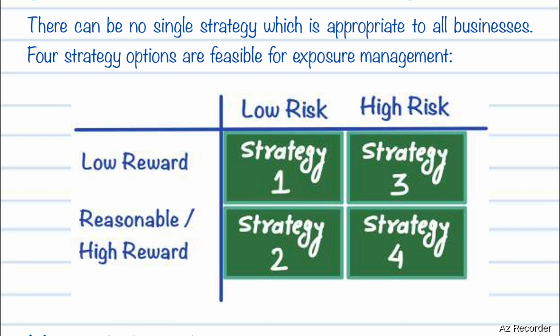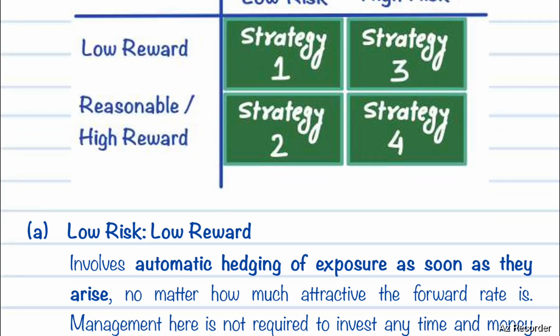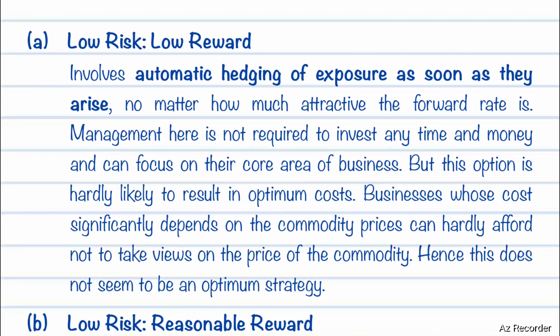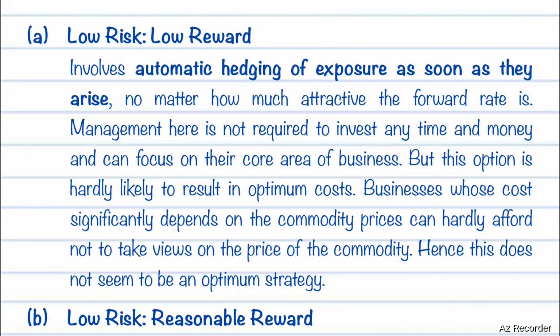First strategy, low risk, low reward. Second strategy, low risk, reasonable or high reward. Third strategy, high risk, low reward. Fourth strategy, high risk, reasonable or high reward. First one, low risk, low reward, involves automatic hedging of exposure as soon as it arises, no matter how attractive the forward rate is.